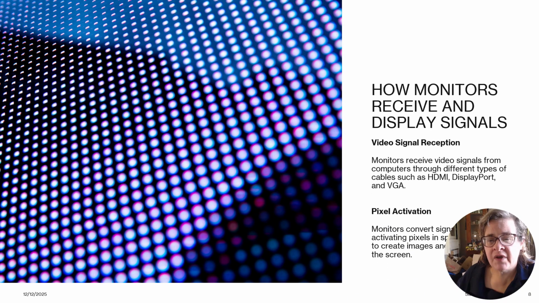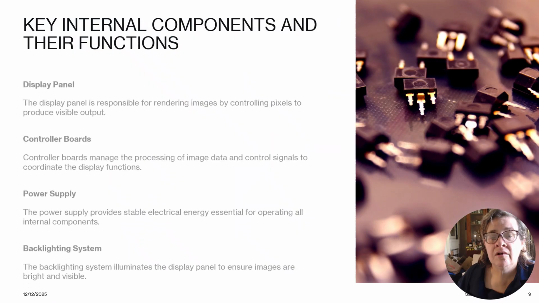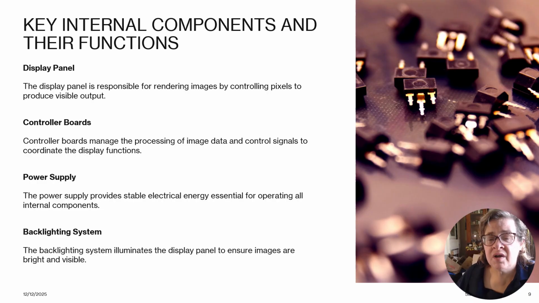Monitors receive video signals from computers through various cables and convert these signals into images by activating pixels in specific patterns to render graphics and text on the screen. Important components include the display panel, controller boards, power supply, and backlighting system. Each part plays a role in processing image data and producing visible output.